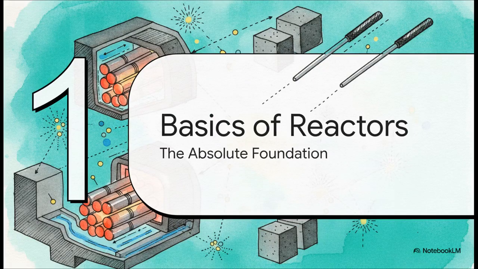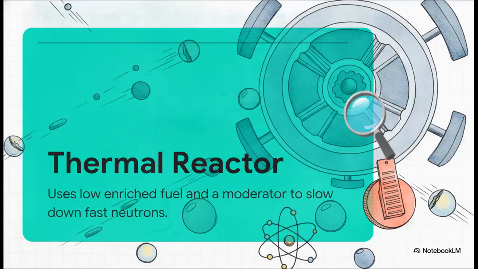Section 1, Basics of Thermal Reactors. Let's lay down the absolute foundation of what makes these machines tick. Okay, so a thermal reactor fundamentally requires two specific ingredients to function. First, you need a fuel with low fissile enrichment. And second, you need a highly critical component called a moderator, which is used to slow down fast-moving neutrons.